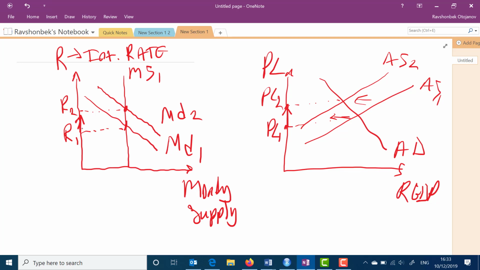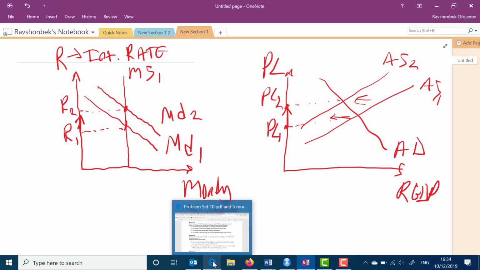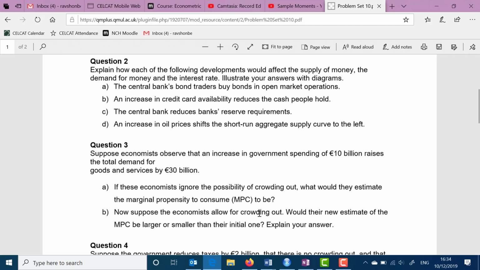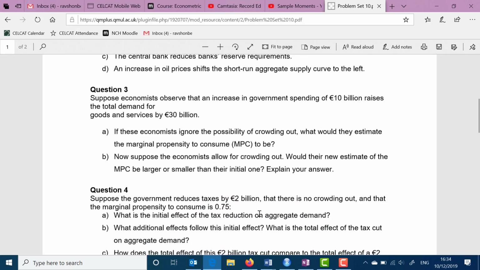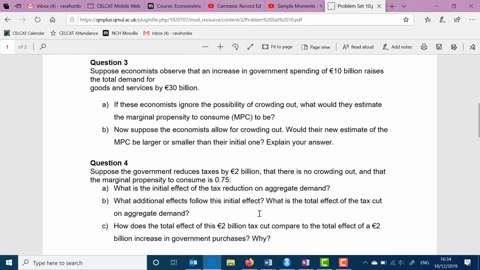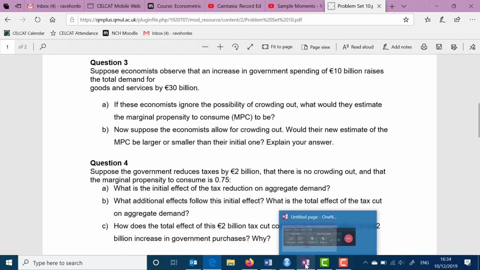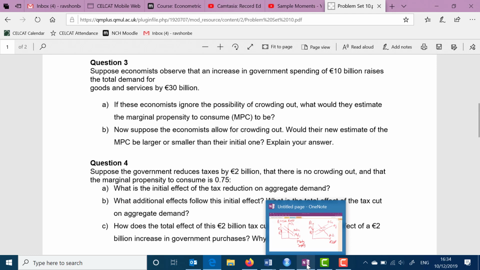Yeah. All right. So moving on now. If you don't have any questions, number 4. Oh, we're doing number 3. So number 3 now. Suppose economists observe that an increase in government spending of 10 billion raises the total demand for goods and services by 30 billion. And if these economists ignore the possibility of crowding out, what would they estimate the marginal propensity to consume to be? So MPC, marginal propensity to consume.